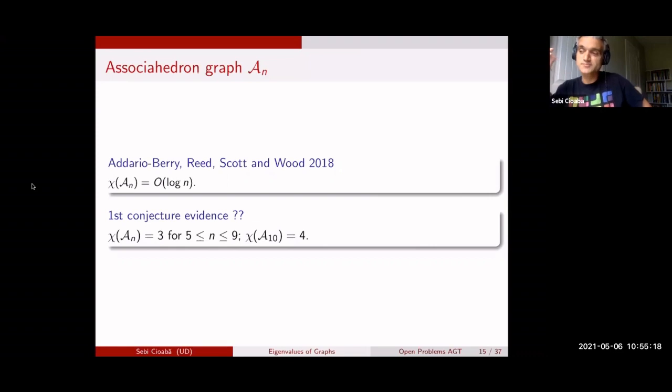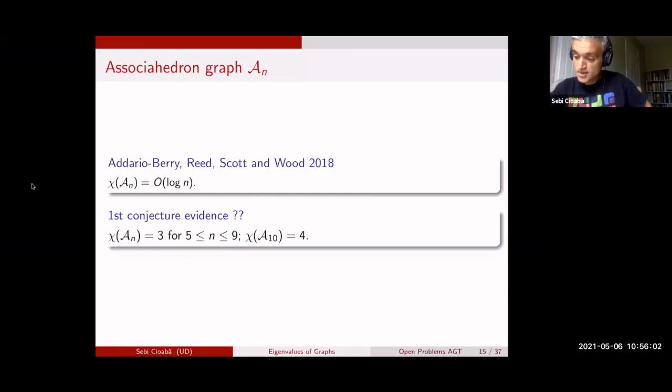And for the first one, I don't know, they didn't discuss much of the evidence, but I'm guessing that it was the fact that this chromatic number stayed put at 3 from n equals 5 to 9, and then it made this jump at 10. So A10 has about 1,400 vertices, because these are the triangulations of a 10-gon, so it's the Catalan number for that value, and it's quite large, but it's a sparse graph. This is all done by computer. They put it in their paper. We also checked them. And then beyond that, we have no idea what happens afterwards, the chromatic number of 11 and so on.